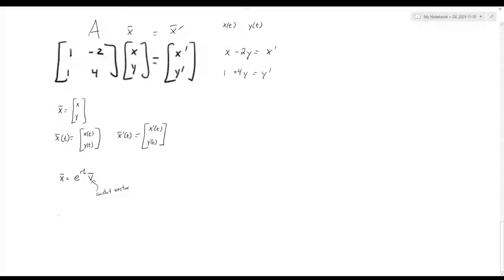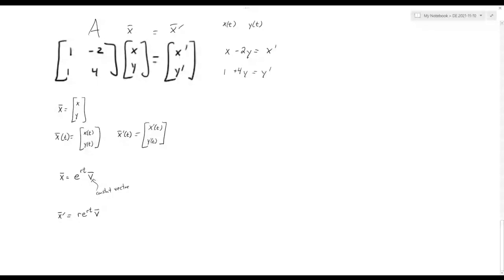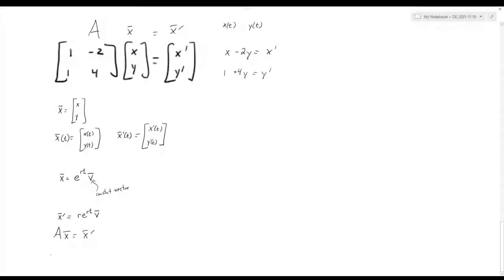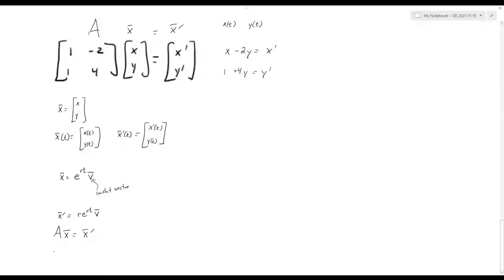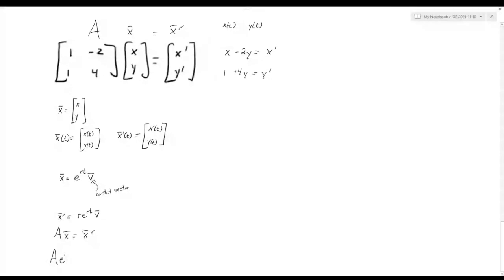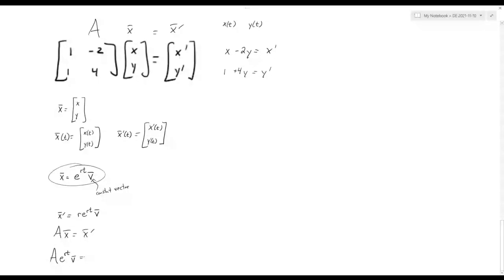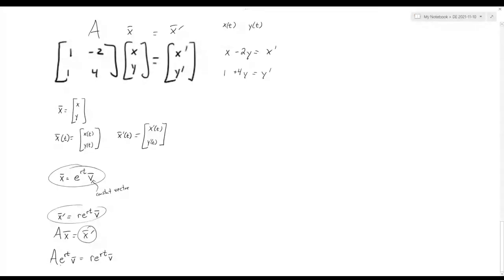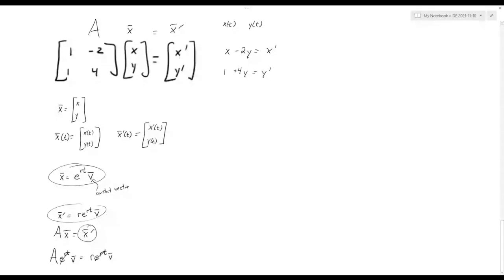And let's see what would have to be true about this assumption for us to have a solution of this form. Differentiate x. And v is a vector of constants, so just leave it alone. Now we plug this into our equation. So you have A times x, where x is what we assumed it is, and that's equal to x prime. And so these exponentials on either side cancel out.